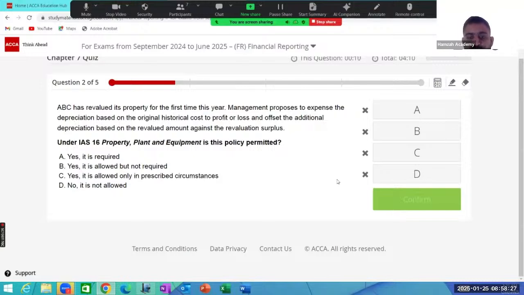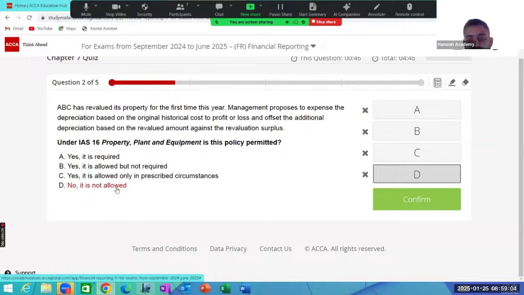ABC has revalued its property for the first time this year. Management proposed to expense depreciation based on original historical cost to profit and loss, and they are using the revaluation model. Now, dear student, when you are using the revaluation model, you cannot calculate depreciation on historical cost. You have to calculate depreciation on the revalued amount. So it is not allowed.